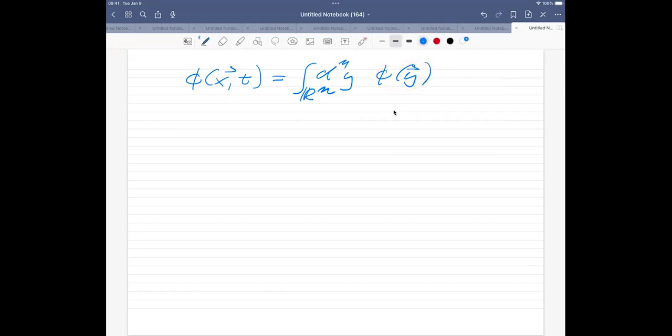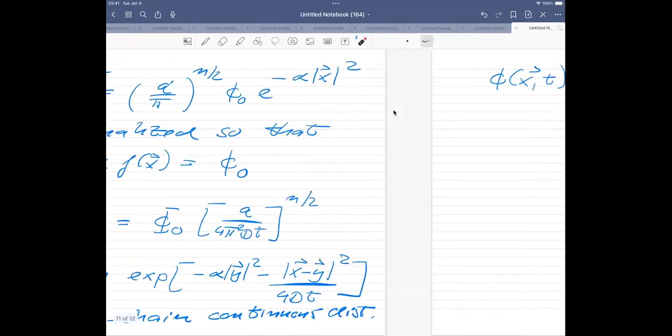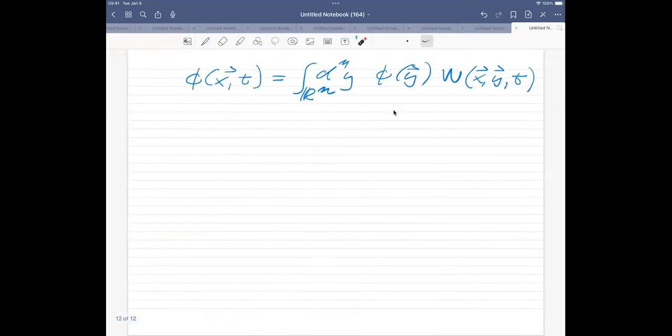And then it's multiplied with an object, which I just simply label as this w, which depends on x, y, and t. So if you look back at what we had, then the quantity which you see here can be interpreted as a probability distribution, where you actually make a transition. So it's a probability distribution representing a transition.